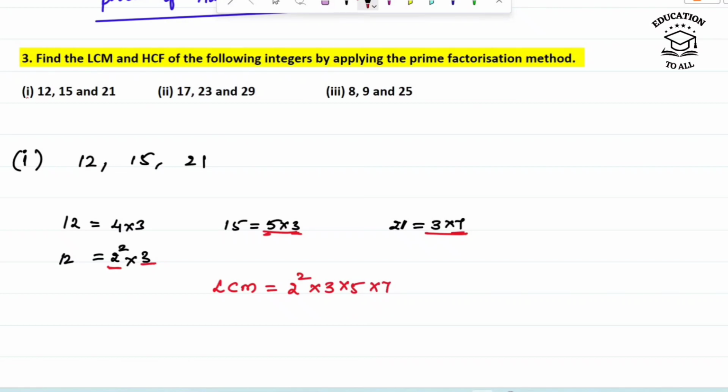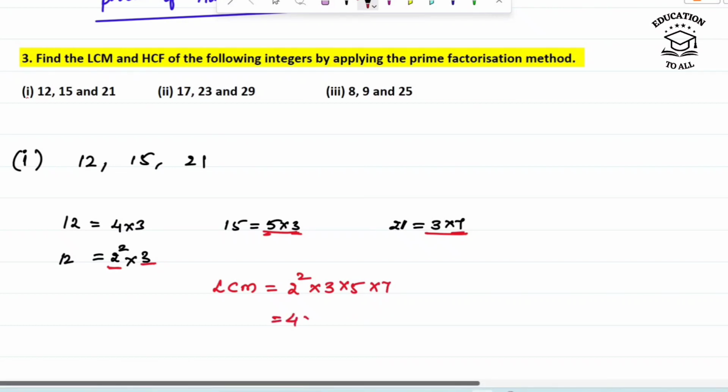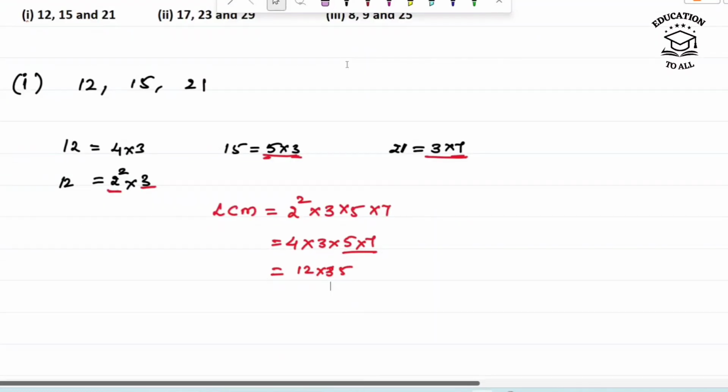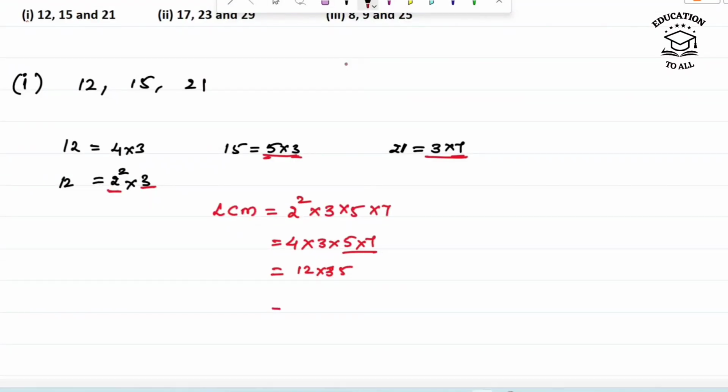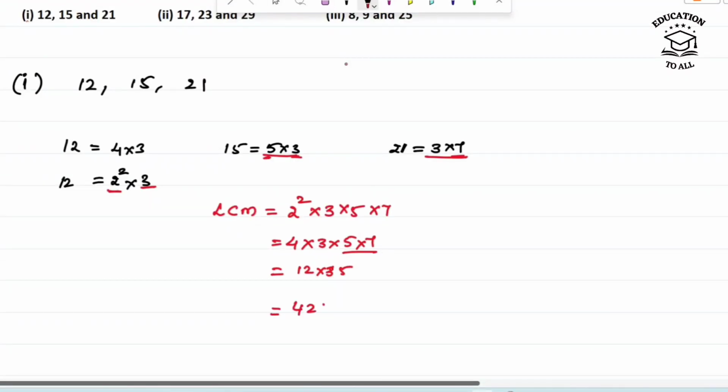Then multiply all now. What do you get? 2 square is 4 into 3 into 5 into 7. So 3 fours are 12. 12 into 3 fives are 15, 5 3 sevens are 35. So when you multiply these numbers, you get 420.